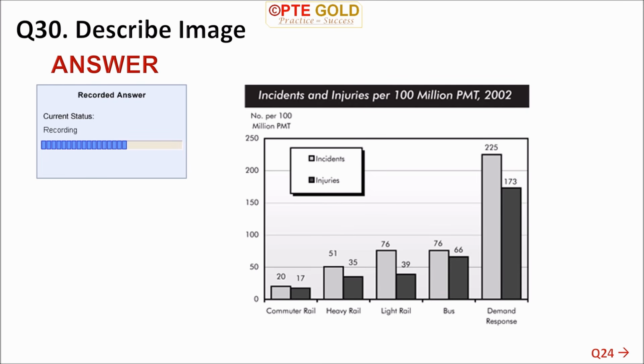at only 39. Heavy rail services saw lower numbers of such events than light rail services, but commuter rail passengers were even less likely to experience problems. In conclusion, the most incidents and injuries took place on demand response vehicles.